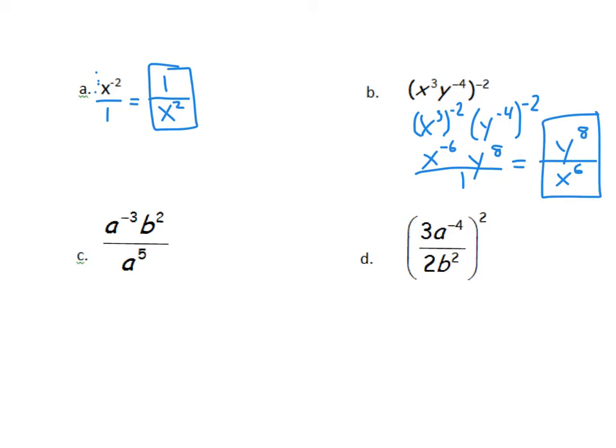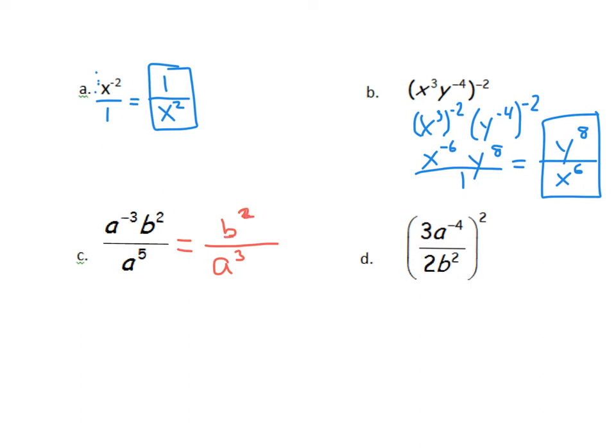Okay, the next one. All right, so there's no outermost exponent that we have to get to every term or every factor. So instead, I'm just going to write equals and write another fraction bar, and then again decide if things need to move or stay. A to the negative 3, we need to move it and make the power positive. B squared, we keep it where it is. It does not have a negative exponent.